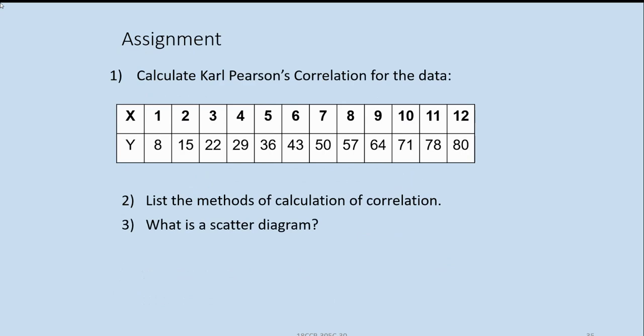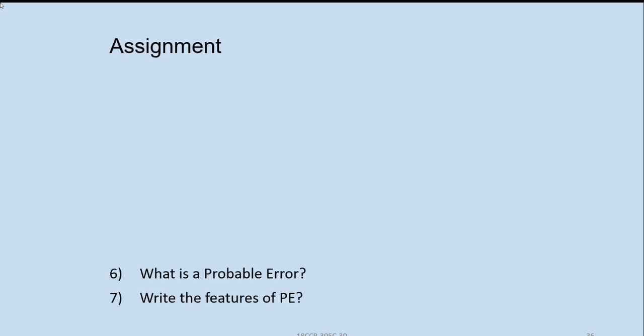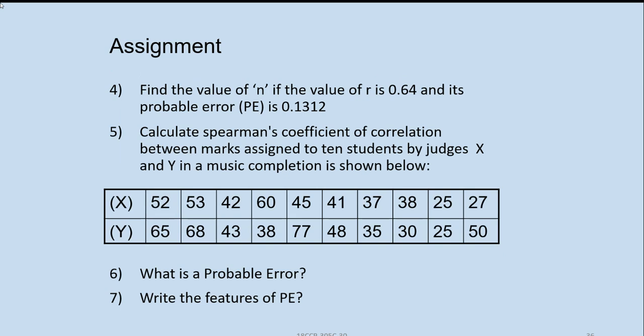Here an assignment is given. Total 7 questions are given. Please work out these assignments and submit them. You have one problem, two theory questions, and here also two problems, two theory questions. So please work out and submit the same.